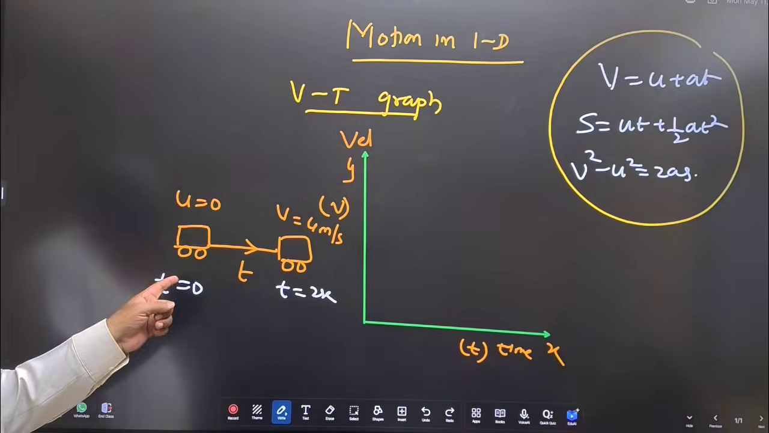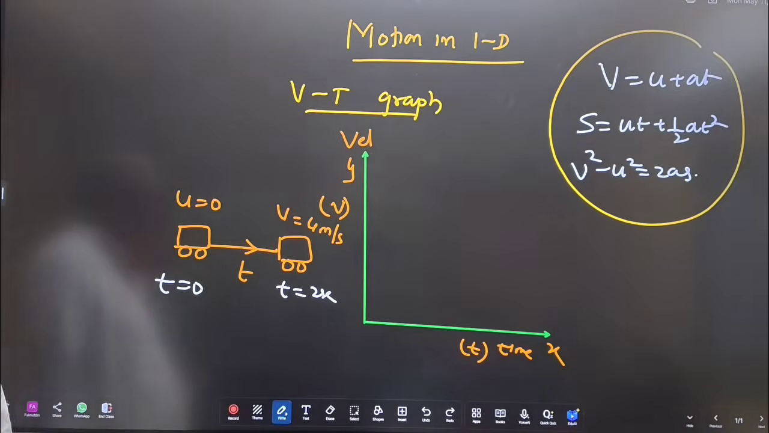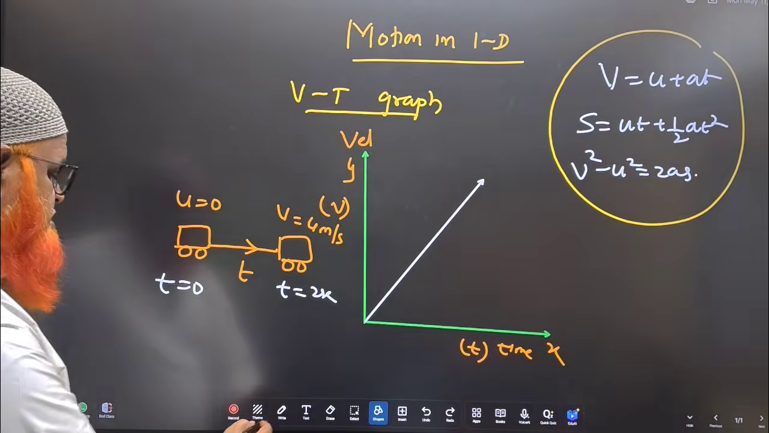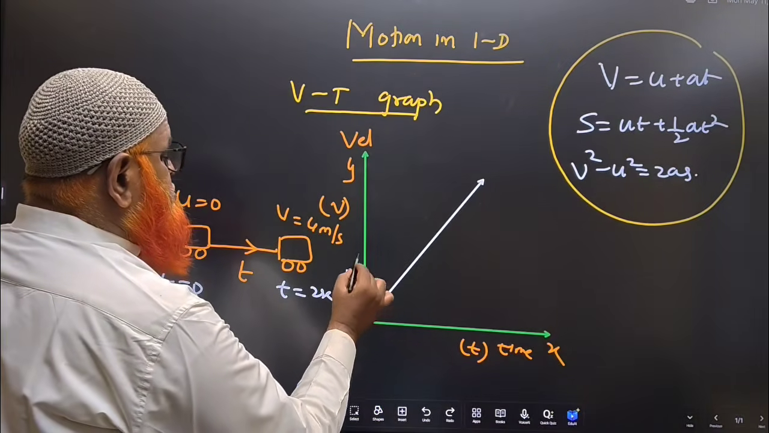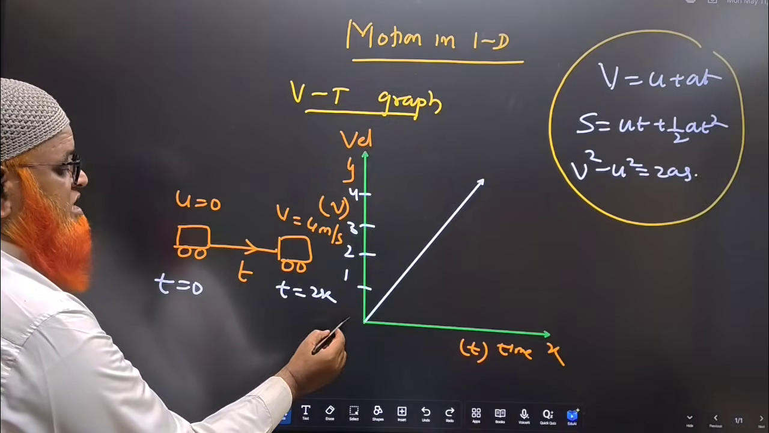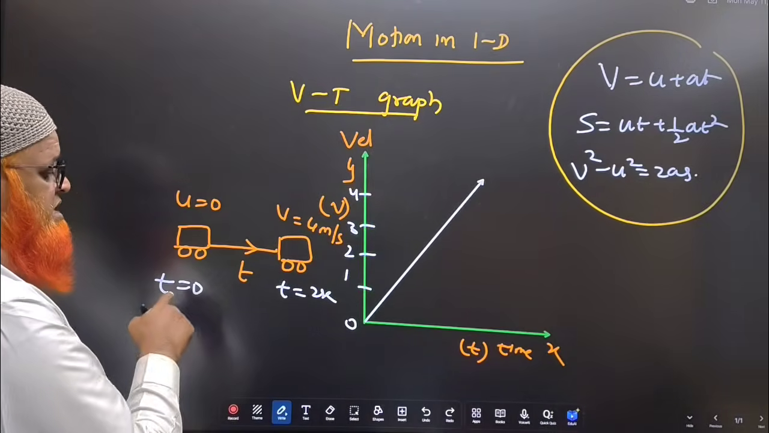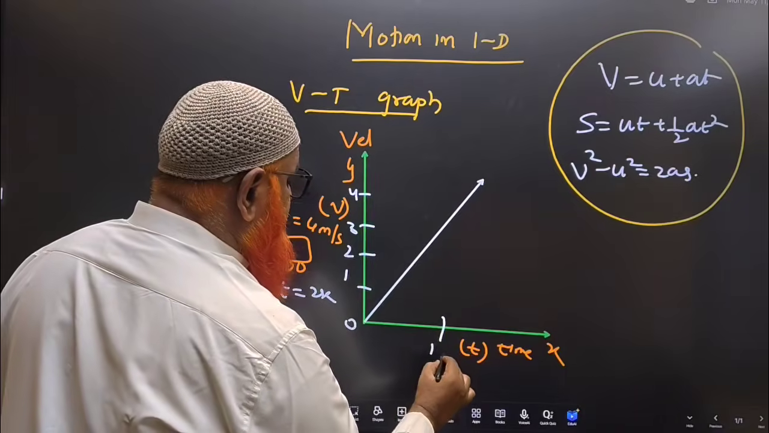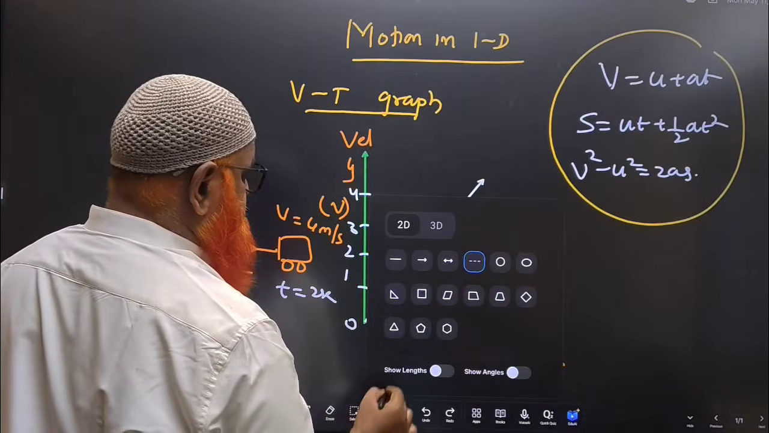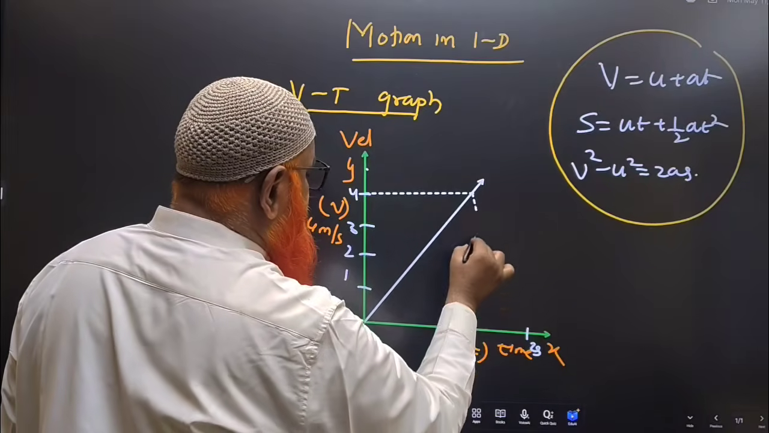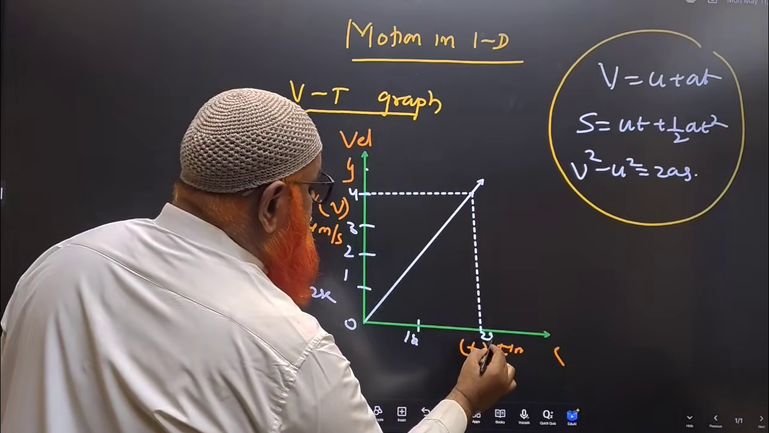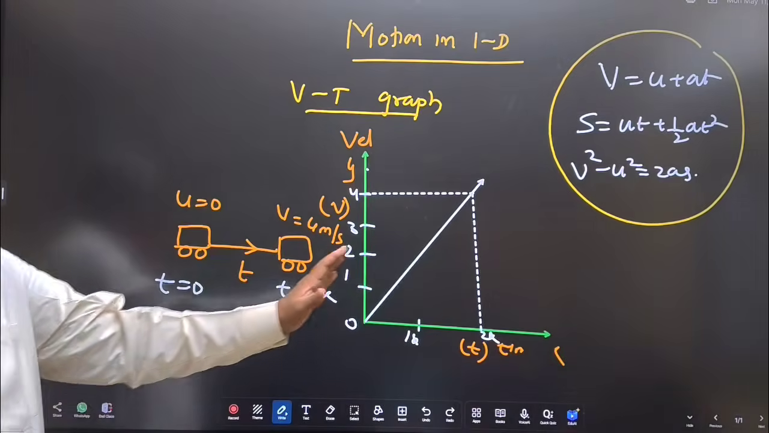Very simple. When time is 0, the velocity of the car is 0, that means your graph starts from here. This is 1, this is 2, this is 3 and this is 4. Velocity starts from 0 and increases up to 4, and the time taken is 2 seconds, meaning this is 1 second and this is 2 seconds. If I draw one line like this and one line like this, let us imagine this line to be 1 second and this line to be 2 seconds. Now I have represented this situation in terms of a graph.